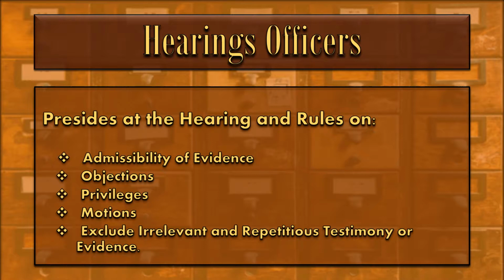The hearing officer shall ensure that each party has a full opportunity to present all relevant information by testifying, presenting witnesses and documents in their own behalf, as well as cross-examining adverse witnesses. The hearing officer shall rule on admissibility of evidence, as well as objections, privileges, motions, and exclude irrelevant and repetitious testimony or evidence. After the hearing is completed, he or she provides a written decision.